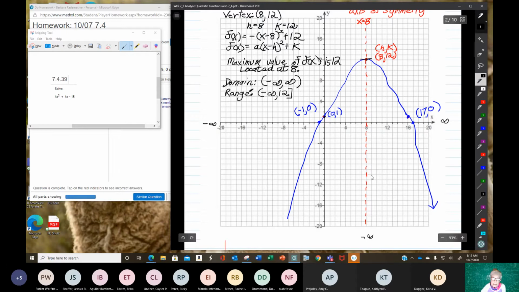Now notice this, that with a cup down parabola, this side is now the increasing side. And now this side is coming down. This is the decreasing side.